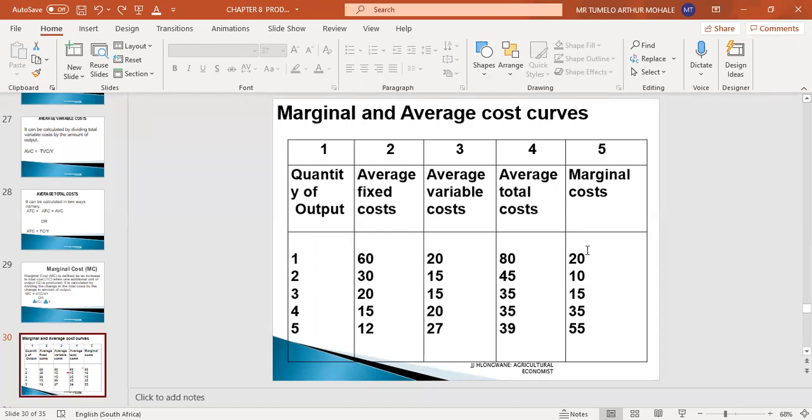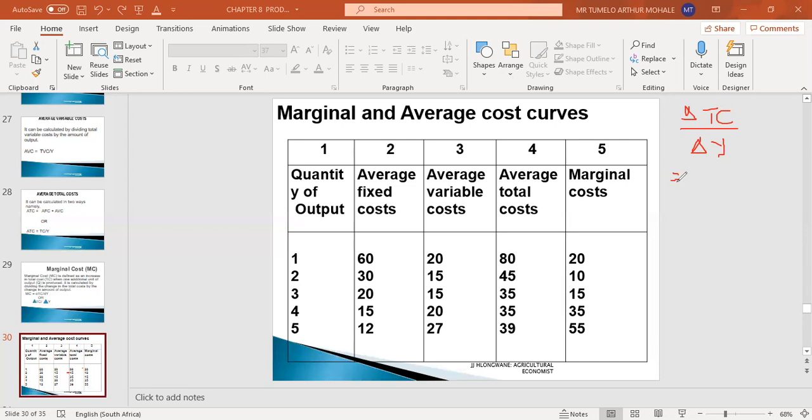And then the marginal cost, I don't think you'll struggle with AFC, AVC, and ATC. Will you struggle? No. You won't struggle because you are given the formula, right? With marginal cost, which formula are we going to use? The one of deriving or the one of change? The one of change. So we take the change in total cost and divide by the change in output.